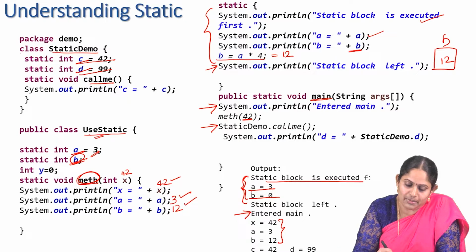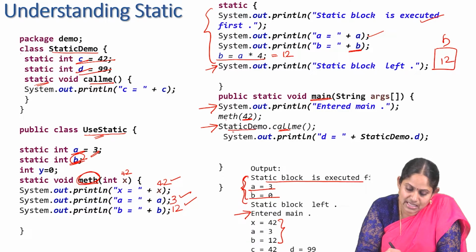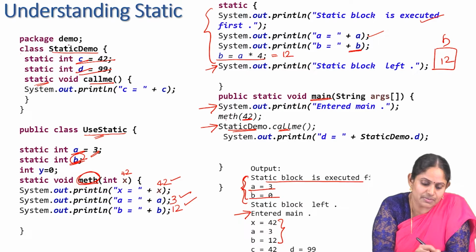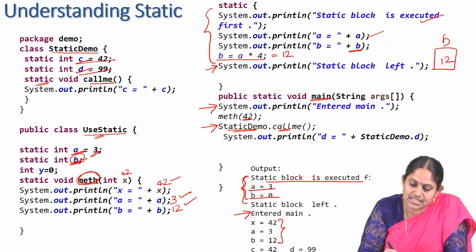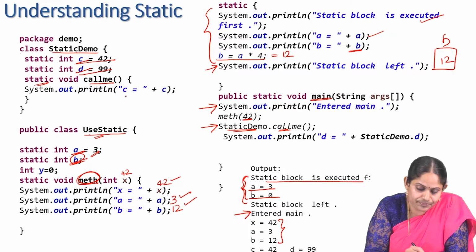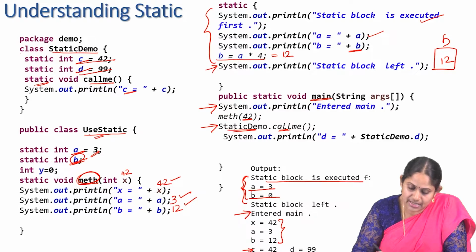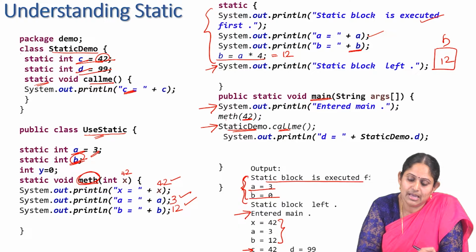It will call callme. Now, since callme is a static method, we have to use the class name in which it exists. Callme is present inside the staticDemo class, so the way by which we call it is staticDemo.callme. Inside callme, it is printing the value of C. So you get C as 42. C is set to 42 initially, so that value will be printed.